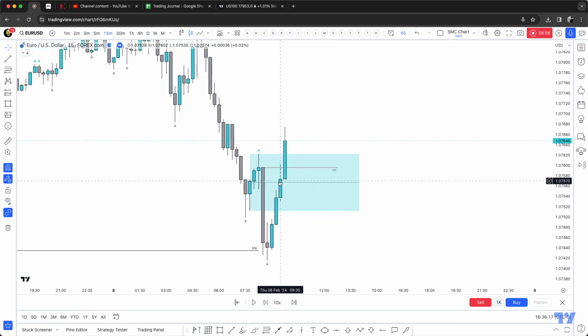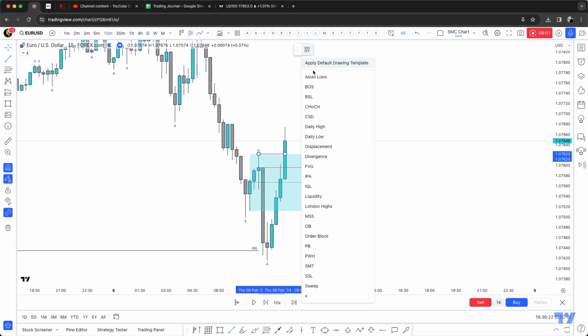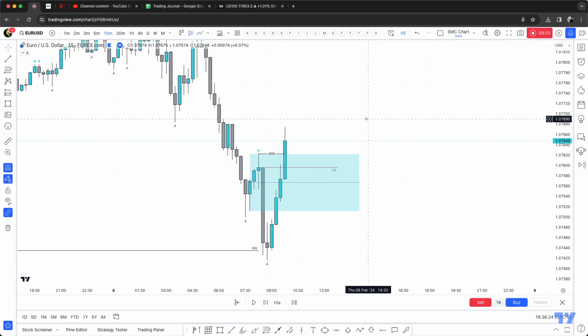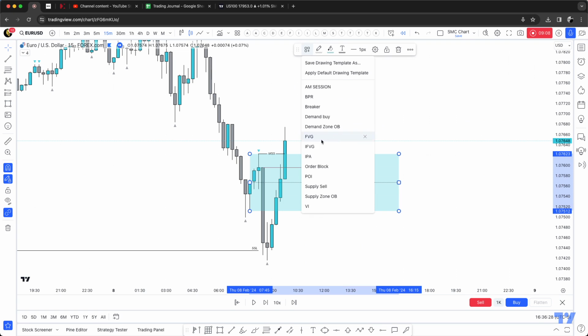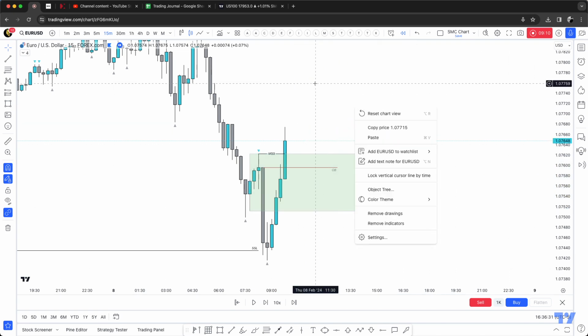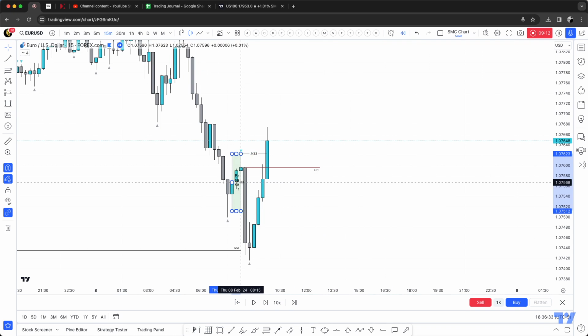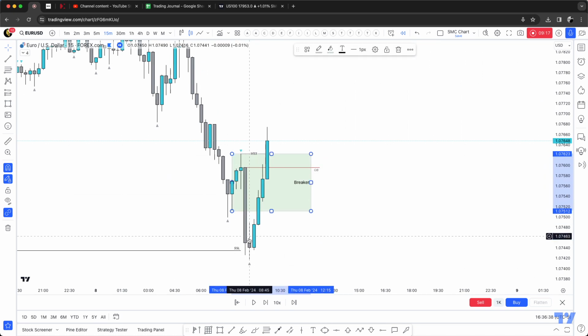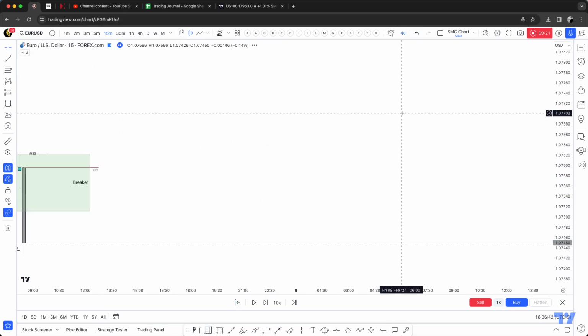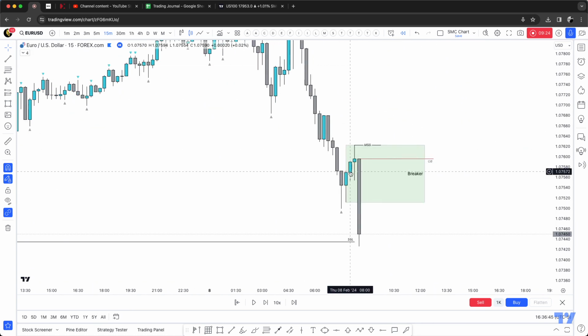Very strong push to the upside. Price is automatically above this high. This is a market structure shift. Now I have shown my block, this breaker. This, by the way, is called a breaker block because this was a supply zone. This was an order block right here. When the price was going to the downside, let's go here, you see, this was a supply zone.